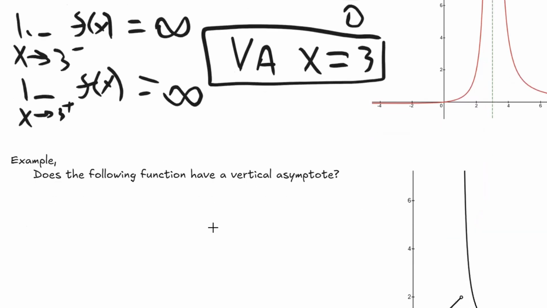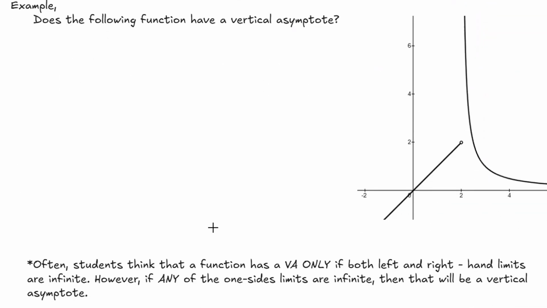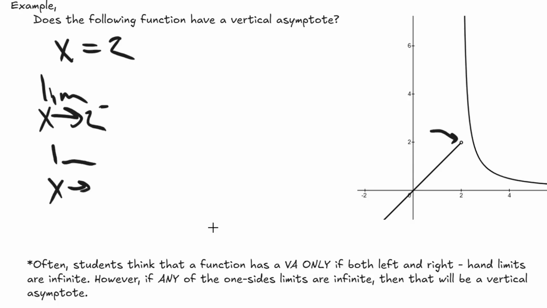One situation that sometimes comes up is a weird situation with a piecewise function, and we want to know, does the following function have a vertical asymptote? Well, we know that the function is undefined at x equals 2 because there is an open circle here and the graph looks like it increases without bound on the right side of 2. Now we don't have a function to actually plug values in, but what we can do is graphically estimate the limit as x approaches 2 from the left and the limit as x approaches 2 from the right.